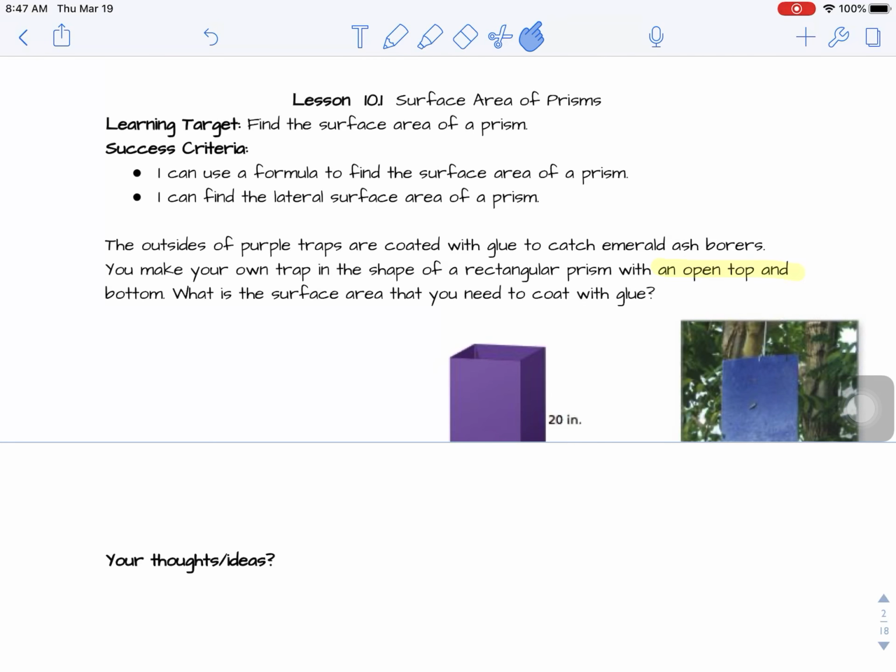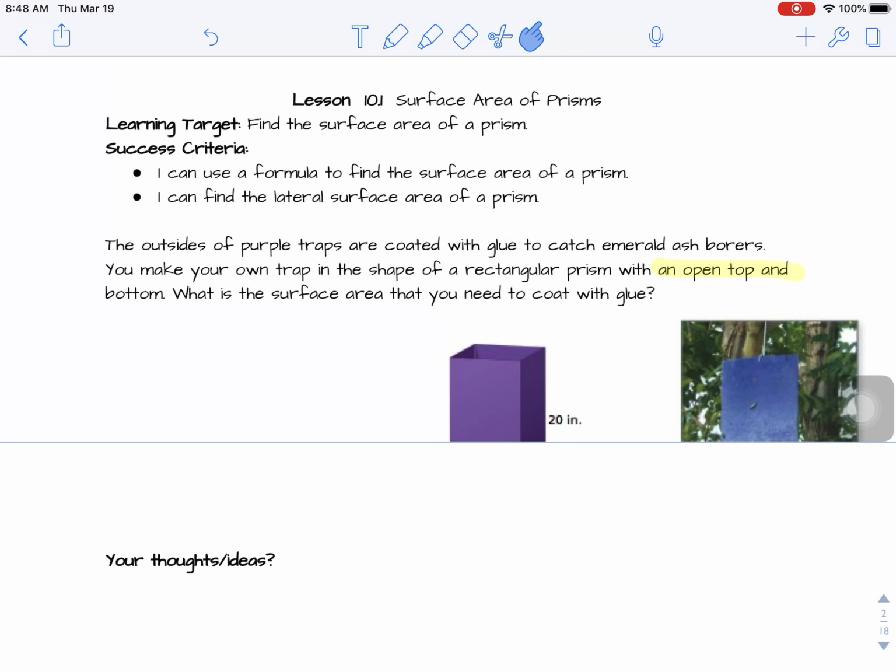For our first lesson, we are going to look at finding the surface area of a prism. A prism is a three-dimensional figure that we are going to be looking at. It says, I can use a formula to find the surface area of a prism, and I can find the lateral surface area of a prism. Lateral means sides, so not including the top and bottom.